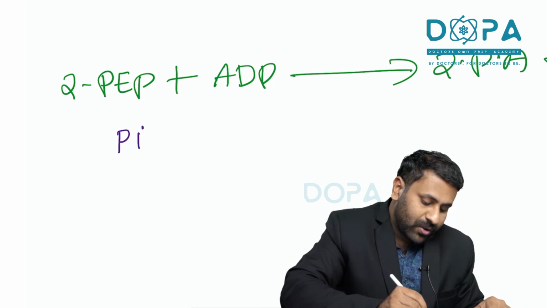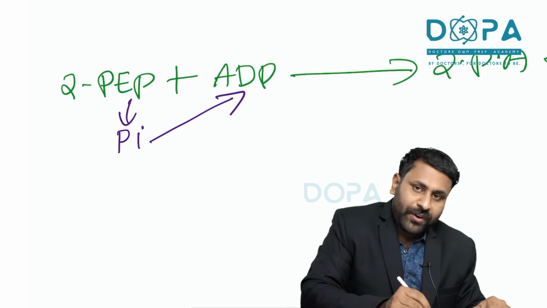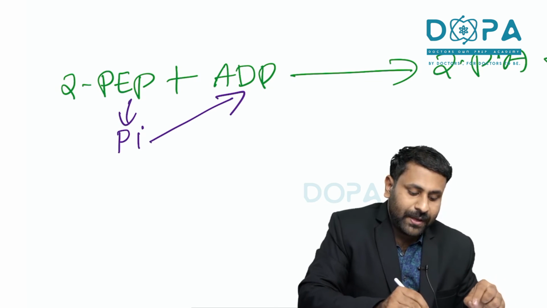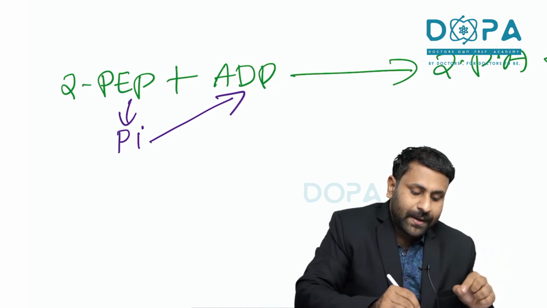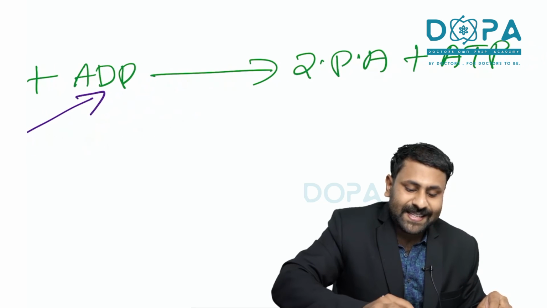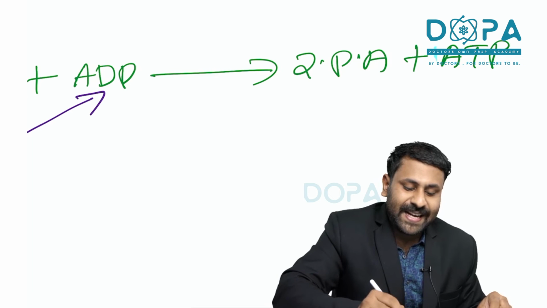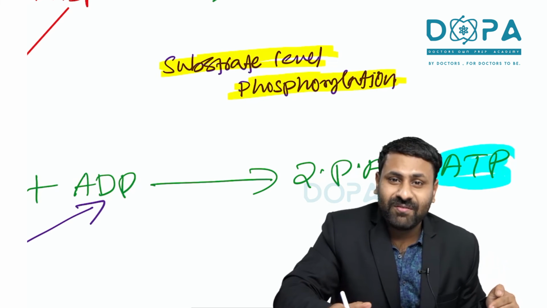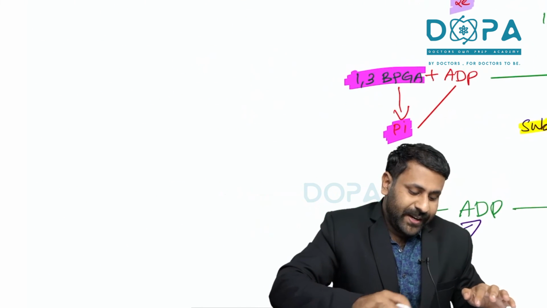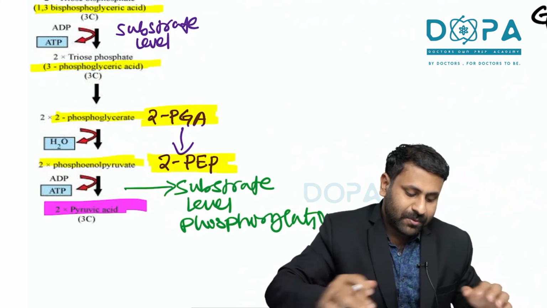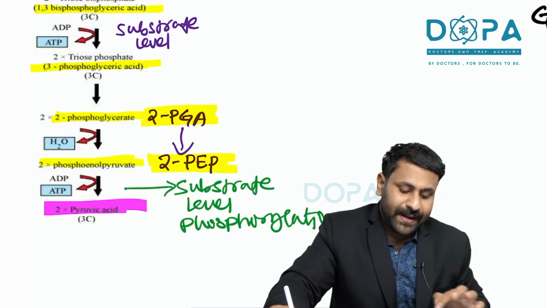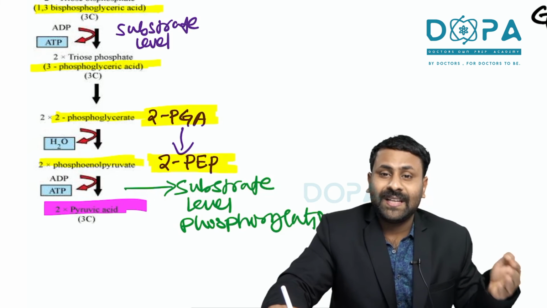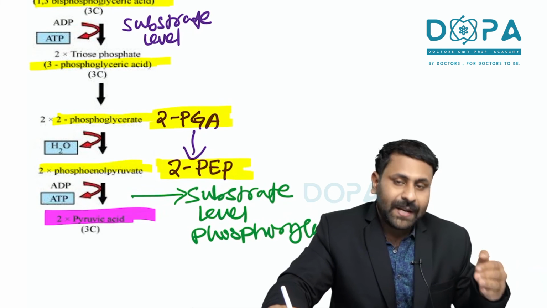Phosphoenol pyruvic acid, or PEP, is the substrate, and that substrate provides 1 phosphate group to ADP. As a result, 2 molecules of pyruvic acid and ATP will be formed. This kind of ATP synthesis is called substrate level phosphorylation. So during glycolysis, substrate level phosphorylation takes place in 2 places: the 7th step and the 10th step. It may be asked, where does ATP synthesis take place?